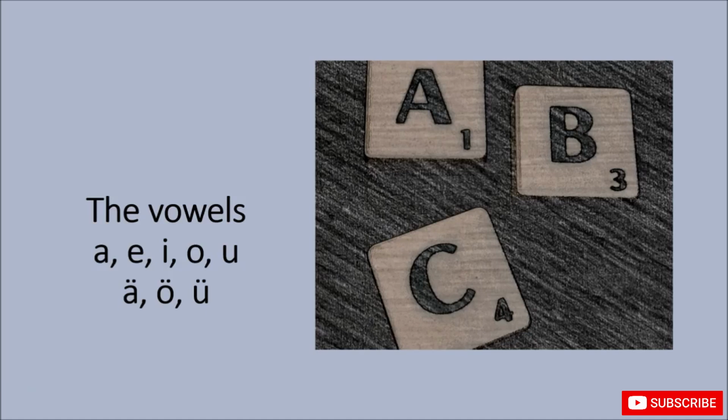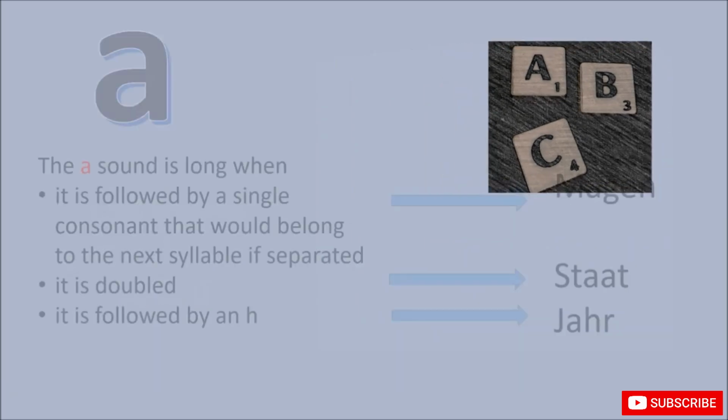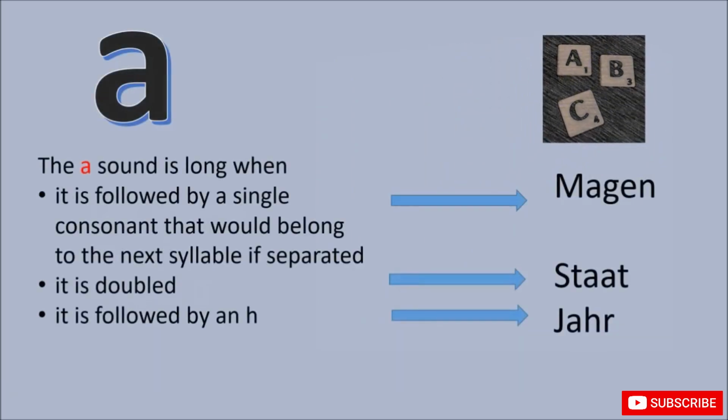In this video, we're going to look at the vowels A, E, I, O, U, and also the three umlauts Ä, Ö, and Ü. Let's start with A. The A sound is long, as in A, when it is followed by a single consonant that would belong to the next syllable if separated, like Magen. So the next syllable is the Gen, Magen.